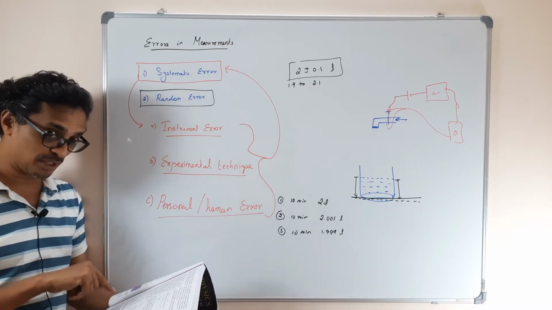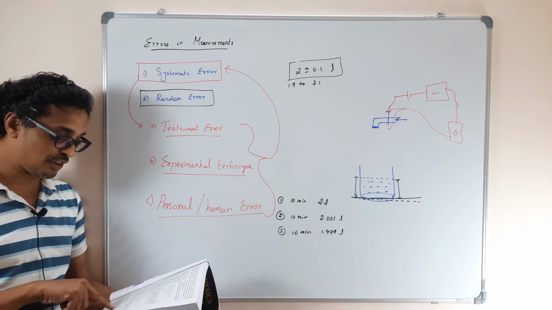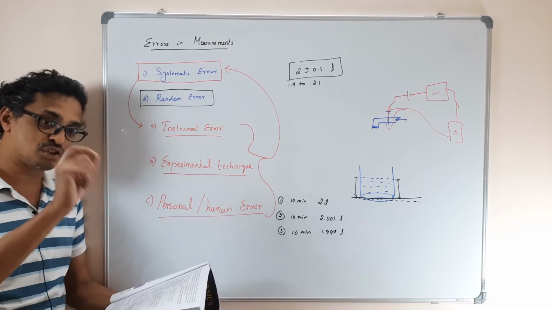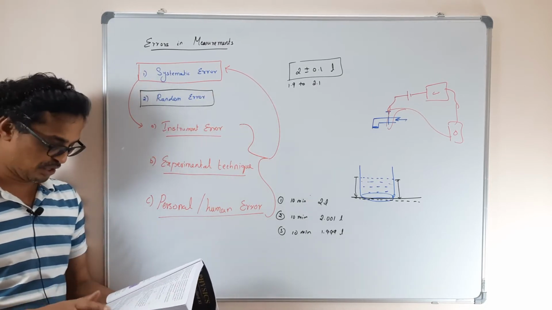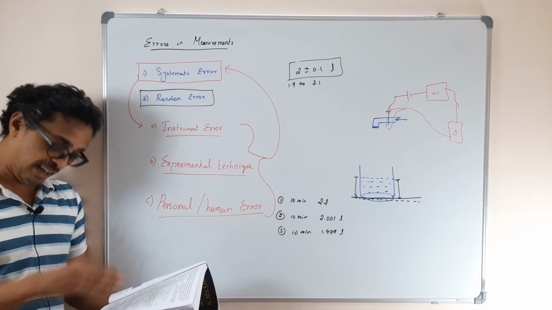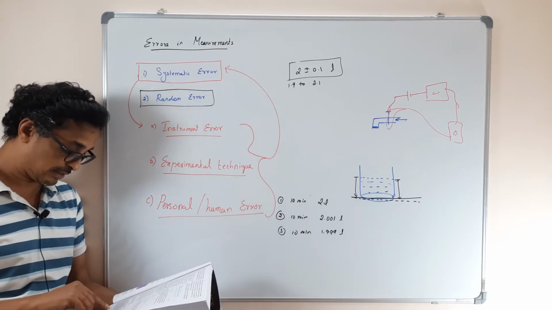Then they come to random errors. These are the errors which are introduced even after following all the procedures to minimize the systematic errors. This will remind you of this error. These errors can be positive or negative. See, they're written nicely here.